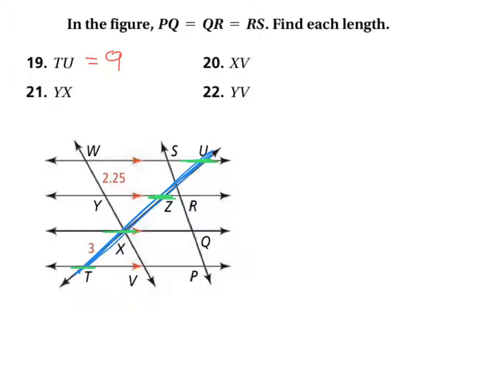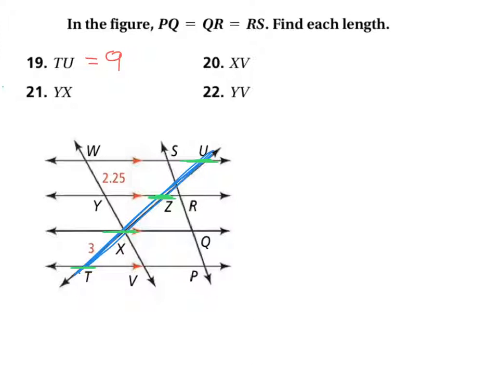Okay? Likewise, let's slice. Now for 20, they're asking for XV. Where is XV? XV is, let's do it in red, XV is right here. And what segment is that congruent to? It's congruent to that segment. And that segment is 2.25, so this one must be equal to 2.25 as well.